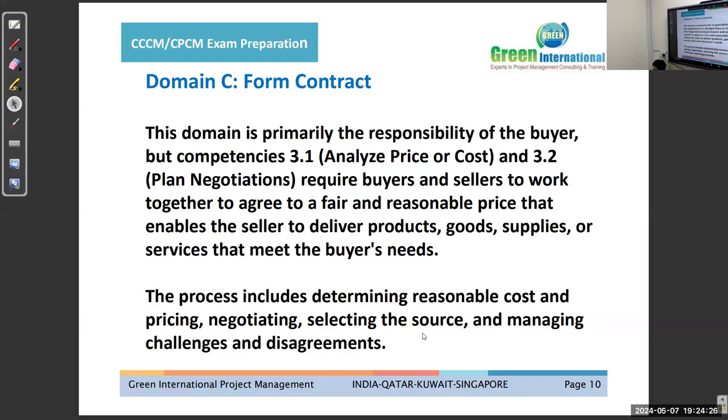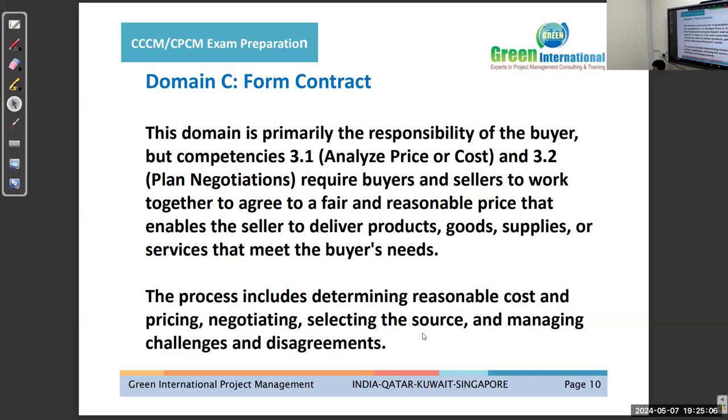This domain is primarily the responsibility of the buyer, but competency 3.1, 3.2 plan negotiation require buyer and seller to work together to agree to a fair, reasonable price that enables the seller to deliver products, goods, supplies or services that meet the buyer's need. As explained in earlier sessions, all our jobs and all our work relate to somewhere buying, somewhere selling. So once our companies are doing business, they will be buying some goods, some services, some products, and they will be selling some products, some services. This is how business works.